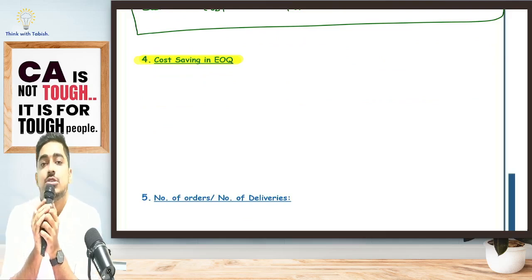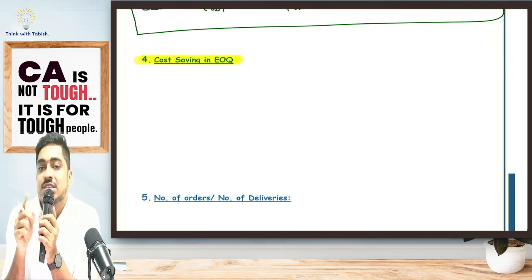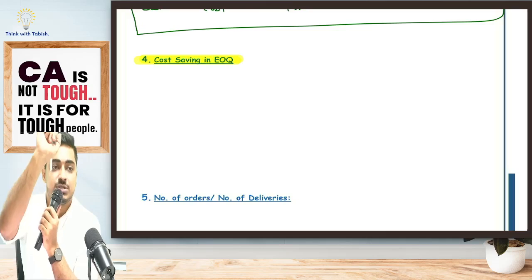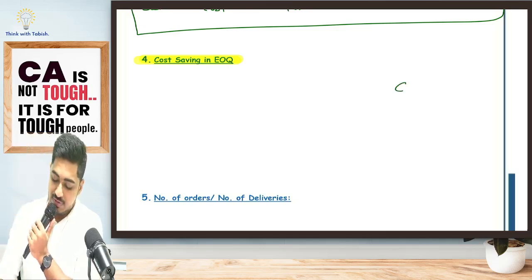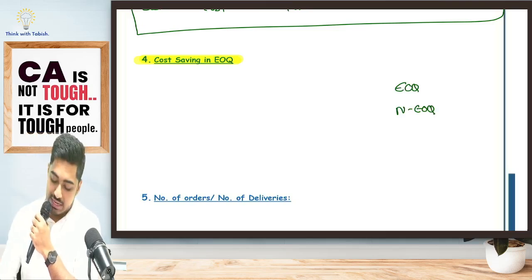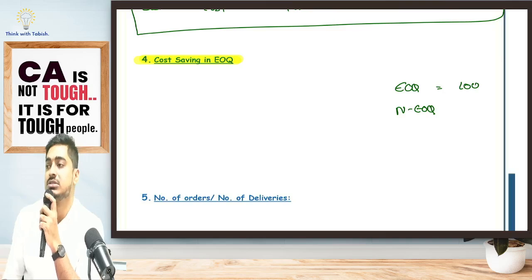Now tell me one thing, students. Why am I going for EOQ? Because in my EOQ, total cost is minimum. Suppose I am having 2 options. I am having EOQ, I am having non-EOQ. In EOQ, I calculated total cost, purchase, ordering, carrying. I got, imagine randomly, 100 rupees.